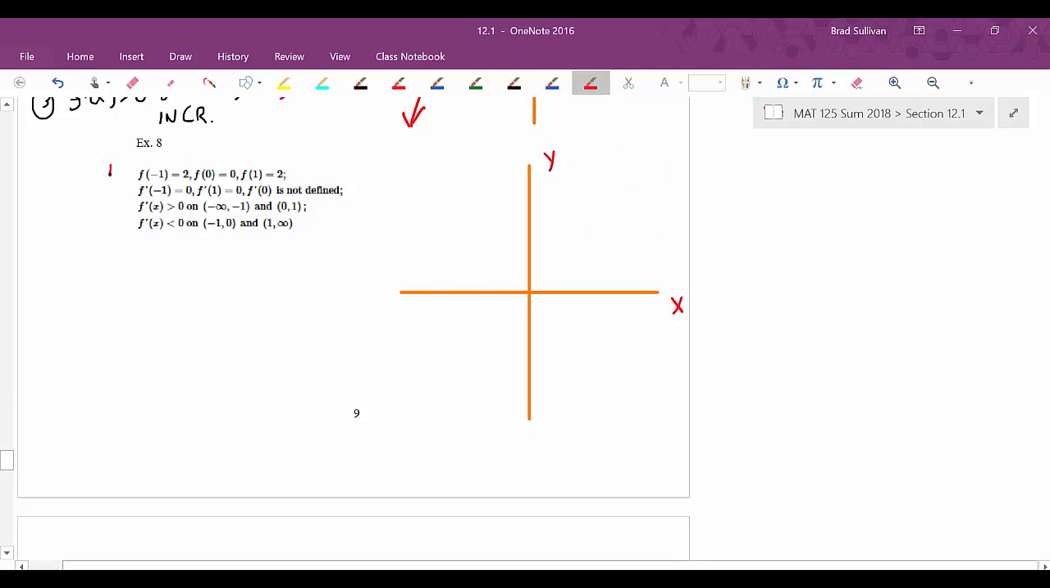Okay, so first clue just gives points. So this just means when x is -1, y is 2. This means you also have a point (0, 0), and it means you have a point (1, 2). So what you want to do, kind of like the last problem, is just plot these points out.